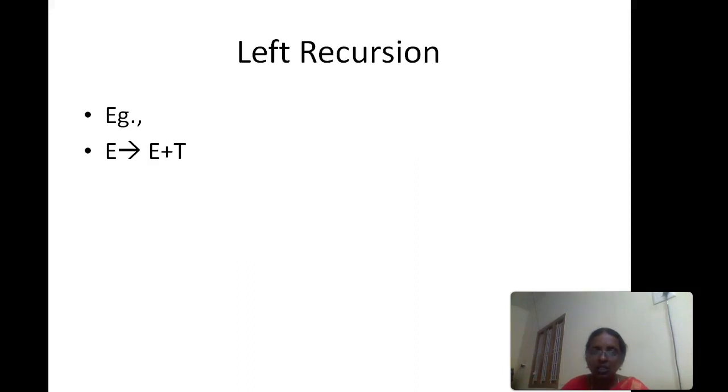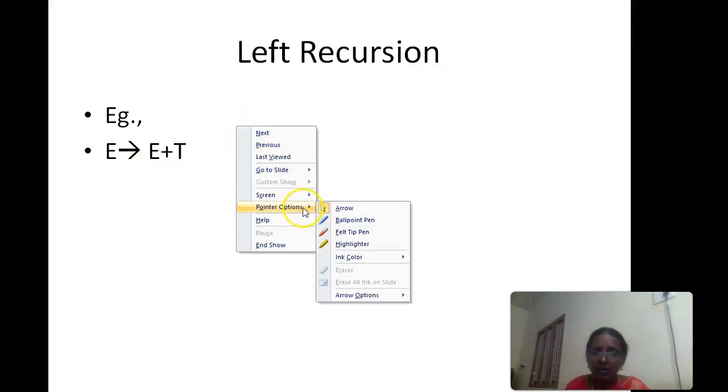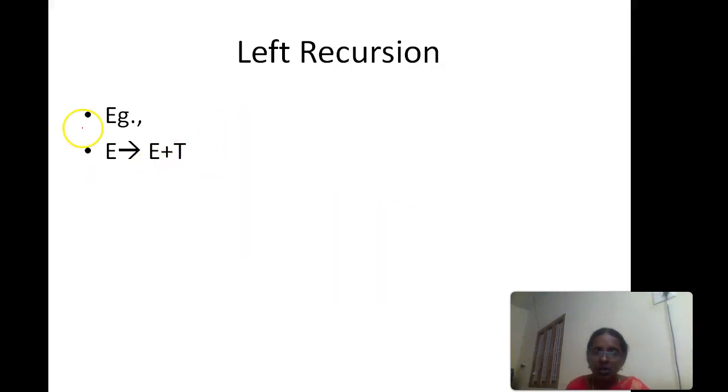So let us see this left recursion. In a grammar, a production is said to be left recursive if and only if the leftmost symbol of the production body is the same as the head of the production. Then this production is said to be left recursive and the grammar is a left recursive grammar.